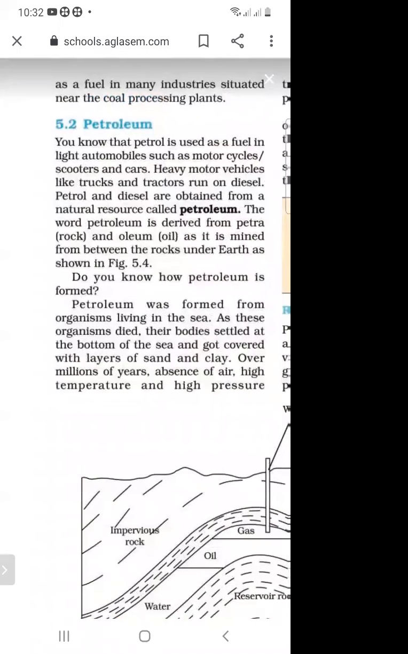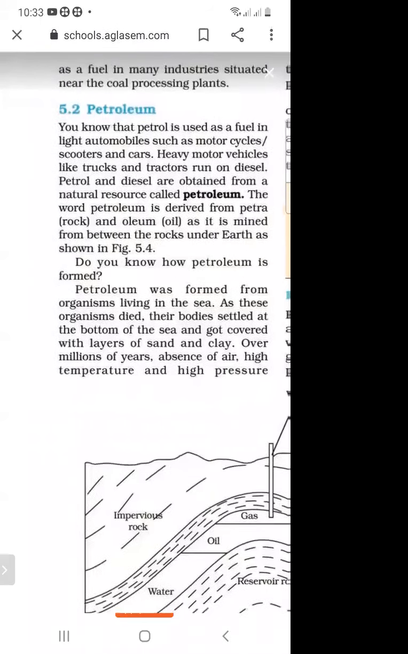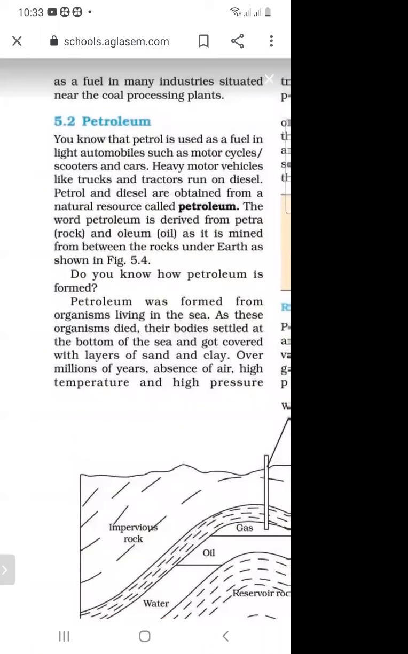Heavy vehicles like trucks and tractors run on diesel. A truck is a heavy vehicle, and a tractor is also a heavy vehicle. For running these types of vehicles, we use diesel.